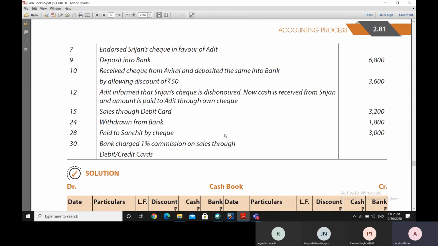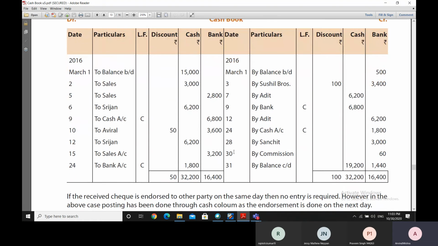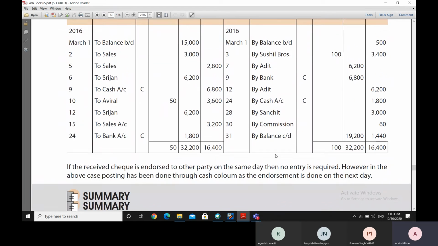Apart from that, we paid Sanchit by check 3,000, and bank charges 1% commission on the sales. So we paid Sanchit 3,000 rupees by check, and that check is being paid to Sanchit. Sanchit's account is being debited, and it is a credit here in the cash book. And the commission of 60 rupees is paid from the cash book, and it is debited to the commission account. Whoever may be taking it, all the commissions go into the commission account, commission received and commission payments.